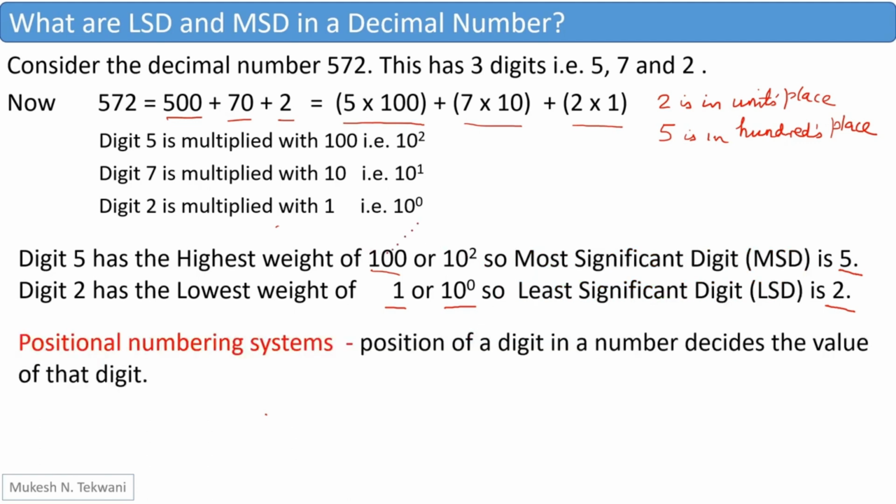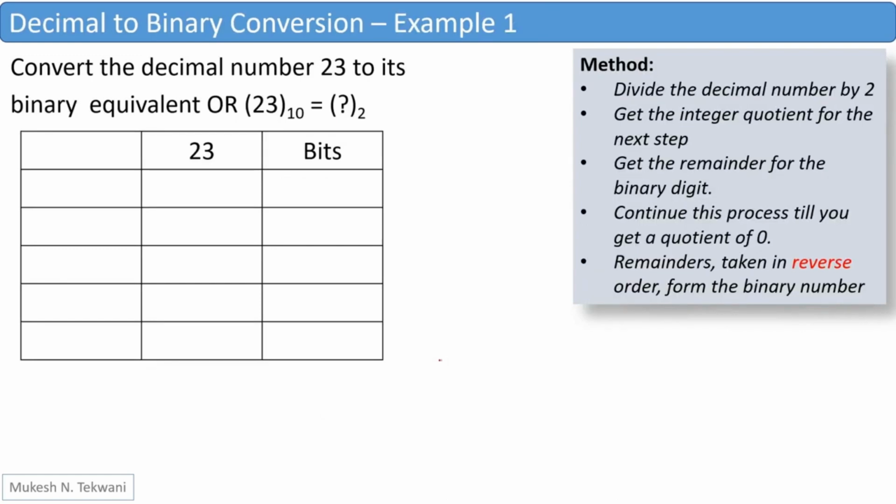So we say that this number system is a positional numbering system because if we change the position of any digit, then the value of that number changes. So in a positional numbering system, the position of a digit decides the value of that digit. Now let us take an example to convert a decimal number to its equivalent binary value. The method is outlined here, and as we go through this one step at a time, we will see how to convert this number 23, which is in the decimal system, to its equivalent binary value.